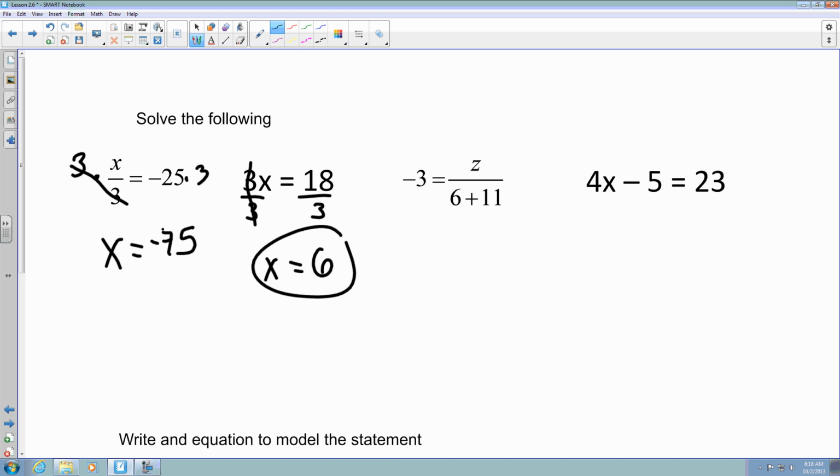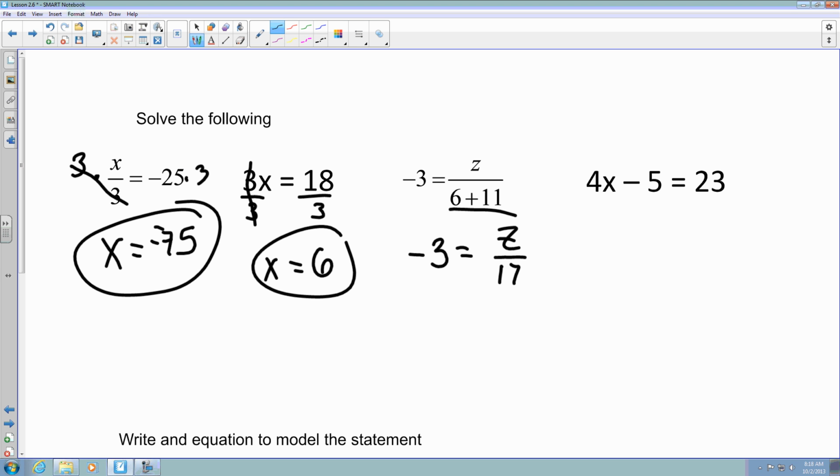For negative 3 equals z over 6 plus 11, the first thing I have to do is take negative 3 and add these two values together, which gives me 17. So it's z divided by 17, which means I get to multiply both sides by 17, and 17 multiplied by negative 3 gives me negative 51 equals z.